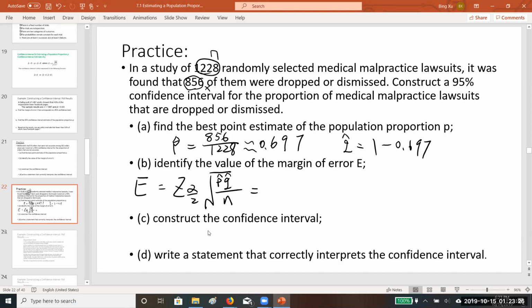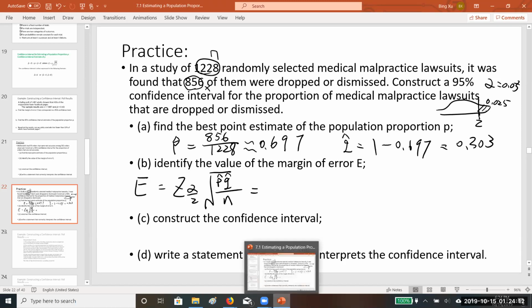P hat is 0.697. So 1 minus 0.697 is 0.303, and Z alpha over 2 can be found on StatCrunch. So what is your alpha? Your alpha in this case is 0.05, right? So basically alpha over 2 is the Z-score with this area 0.025.